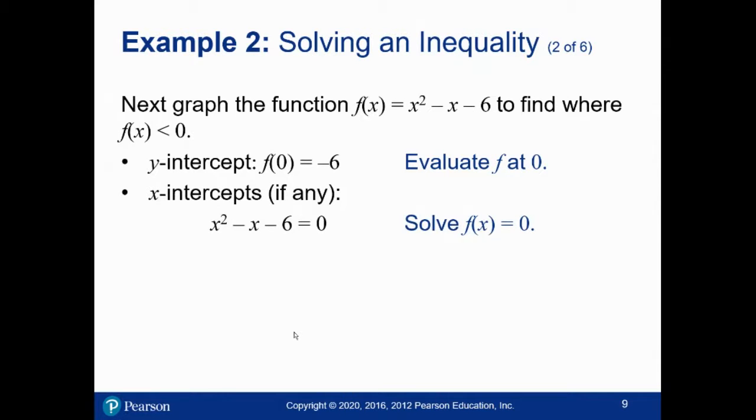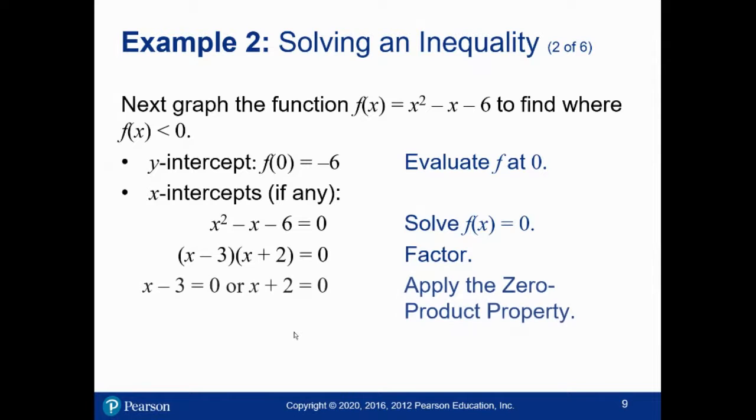So we can either apply the quadratic formula or we can factor. This one, again, factors pretty nice. It's x minus 3 times x plus 2, which means x is either 3 or negative 2. So here are our two intercepts.